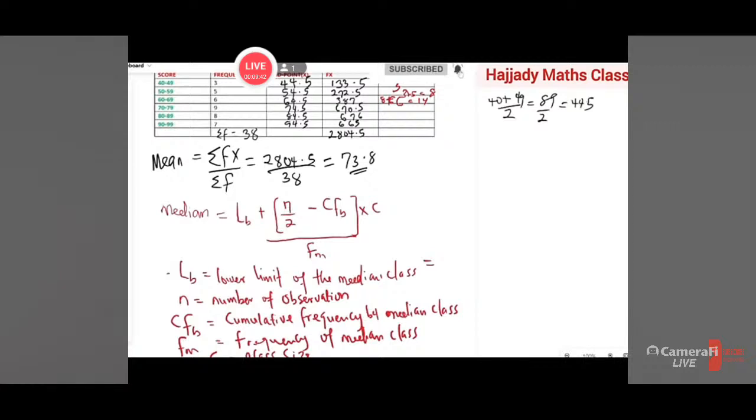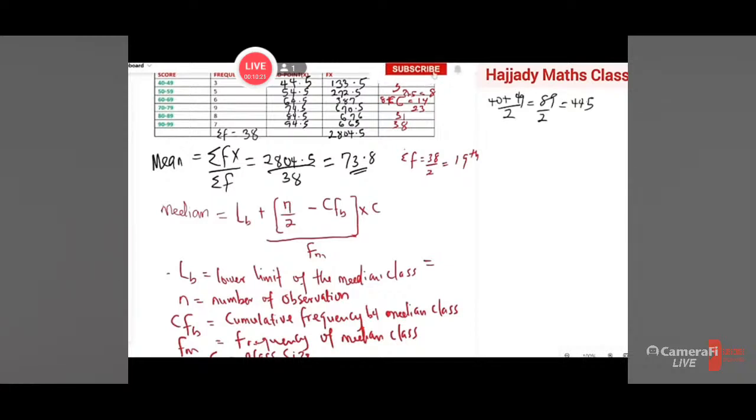Subsequently, 14 plus 9 is going to give us 23. 23 plus the next frequency value, which is 8, is going to give us 31. And the last value, which is 7, is going to give us 38. Now let's check. Our summation F is 38, so our median class is n over 2, which is the 19th value.